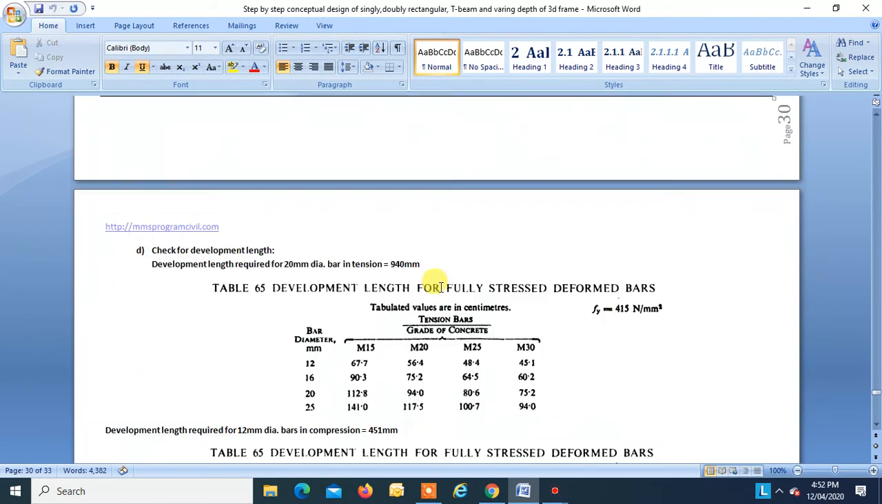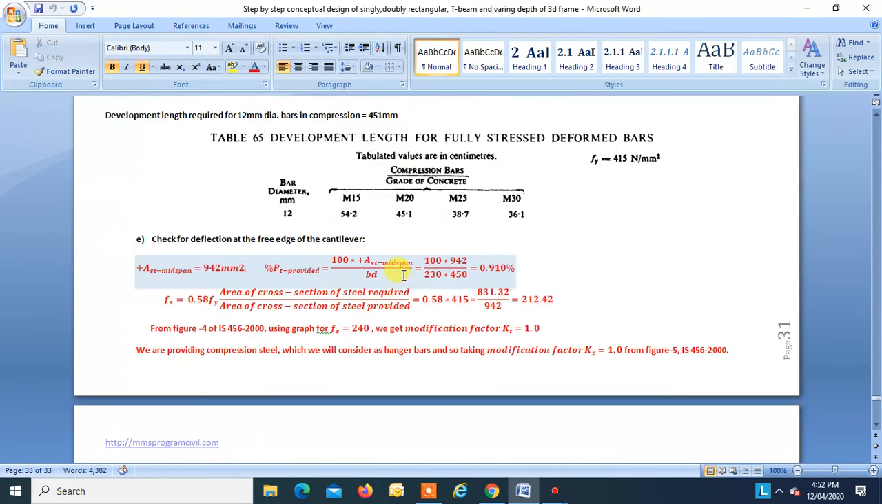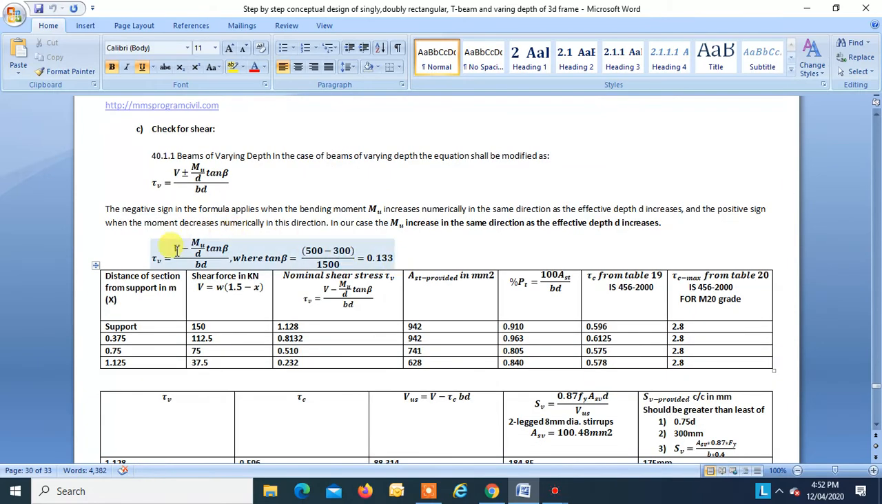Okay, so let's see what it means. We can see our depth d increases in this direction and the moment also increases in the same direction. So we will have to apply the negative sign. Right? So first we will find V at different sections by using this formula. This is the V at the support, at 0.375, at 0.75 and at 1.125 meters from the support. These are the V values which we found from this formula for tau v.